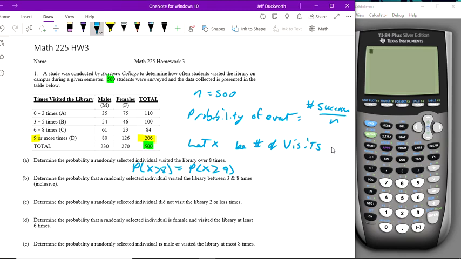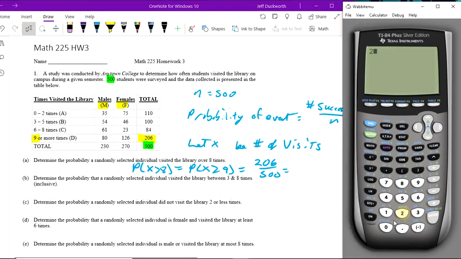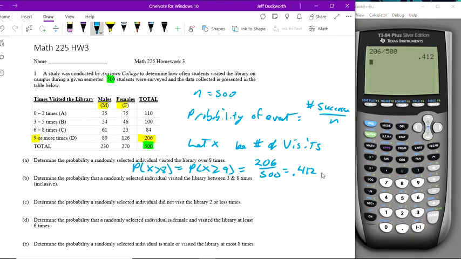Okay, and then I'm going to use M for male and F for female that I've got right there. But anyway, x is greater than or equal to 9 or x is greater than 8. They're equivalent statements here. And that simply equals that 206 over 500, which if you want to do it on the calculator, 206 divided by 500 is 0.412. And that is how you do part A, and that's just a basic general probability question.